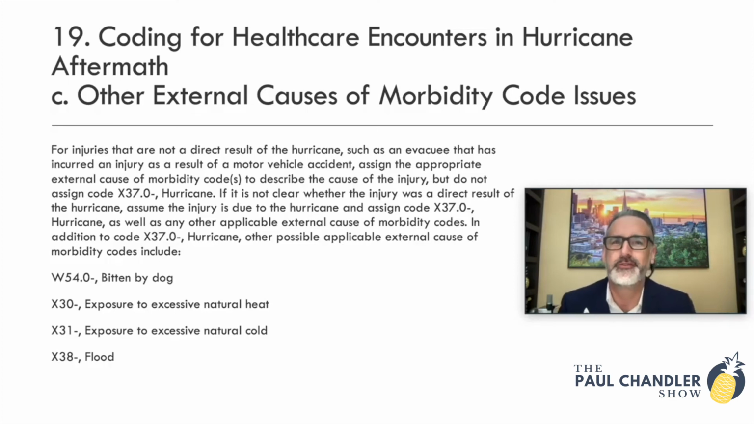X37.0 code for hurricane, since a hurricane did not directly hurt the patient, something else would. So for example, W54.0, bitten by a dog, X30, exposure to excessive natural heat, or X31, exposure to excessive natural cold, or X38, flood. And so if a patient is not injured during the hurricane itself, but is injured during the aftermath, the time period after a hurricane, then we would not choose the appropriate X37 external cause code for hurricane. We would choose whatever other injuries, because the hurricane itself did not directly hurt the patient. It was something that happened after the hurricane.